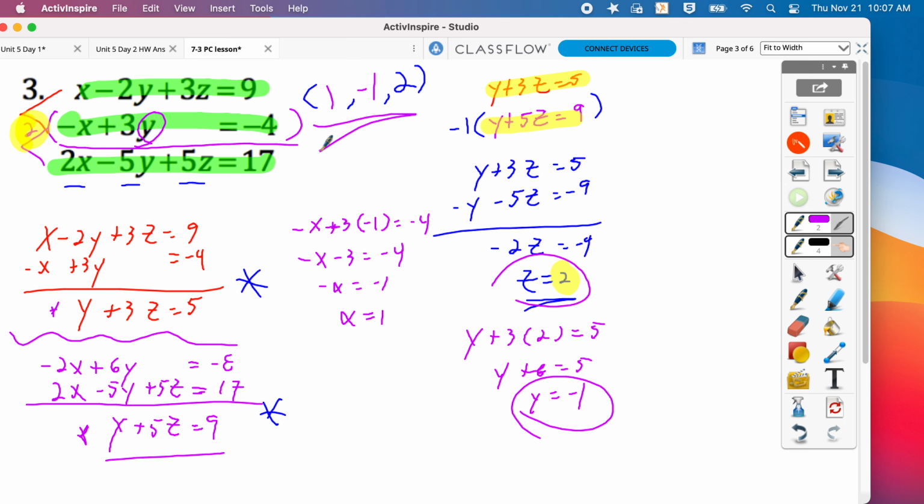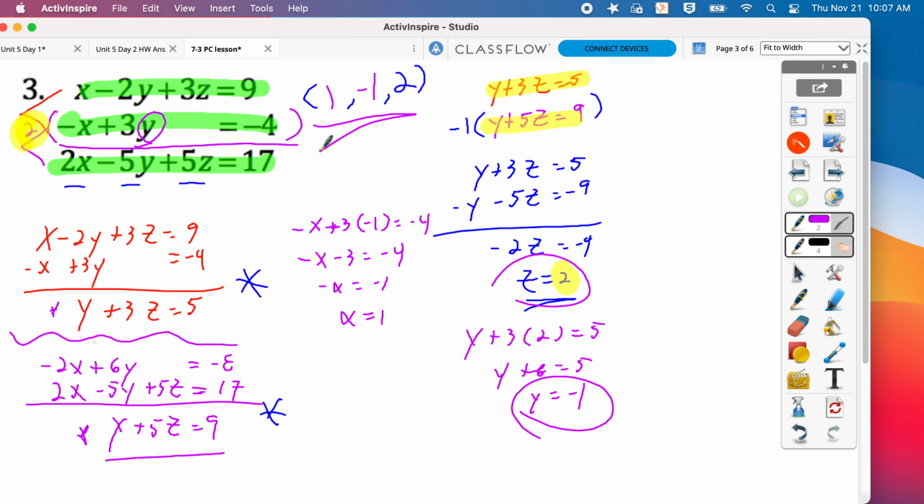If you pick the first one, the top equation in green, plugged in negative 1 to y, 2 into z, you'd still get 1 as an answer for x. If you did the bottom one, it's going to come out to be the same. And that's the basics for today.